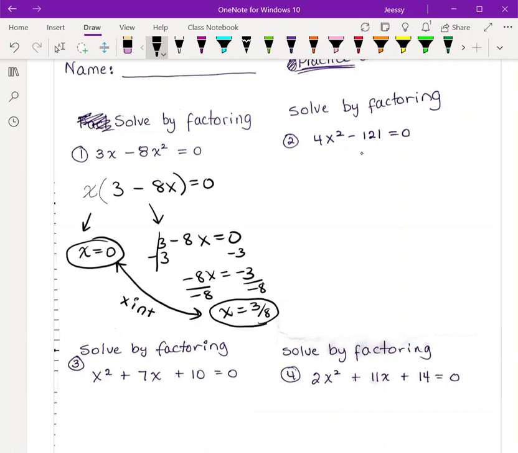All right, this one right here. There is no GCF between the 4 and the 121. This one has 2 x's, but this one doesn't have an x. So the only GCF is 1, and we don't factor out a 1.